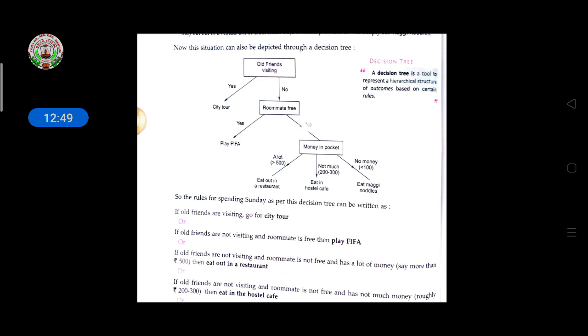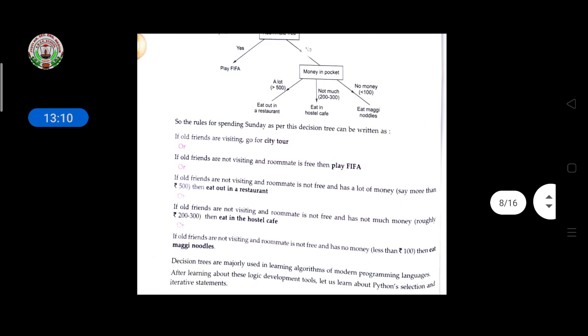If his money is less than 100, then he will eat Maggi. If money is not much, 200, 300, he will eat in the hostel cafe. And if money is greater than 500, then he will go to a restaurant. So like this, if you are making the decision like this, you will go through the decision.